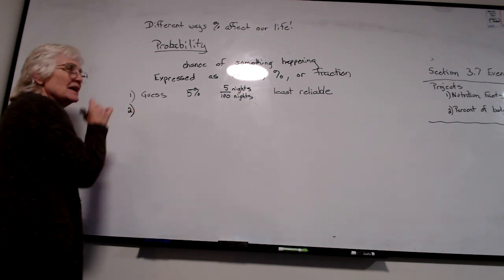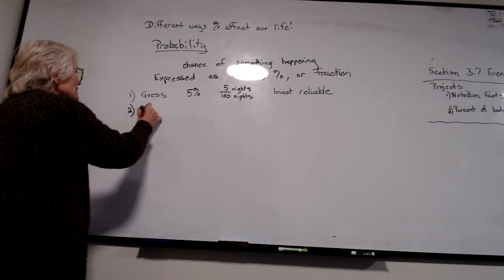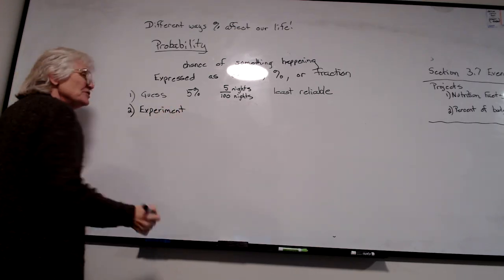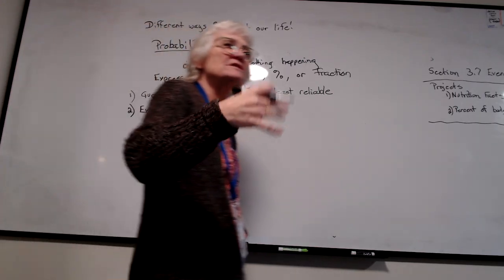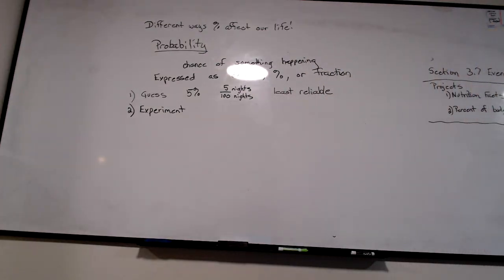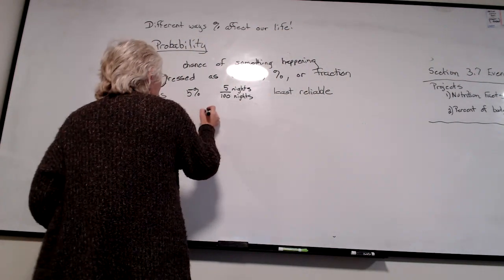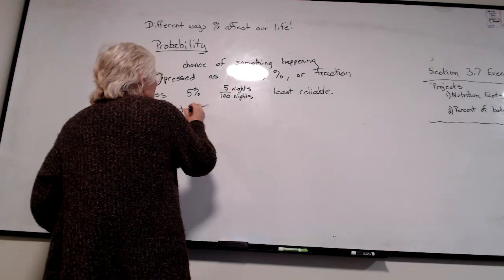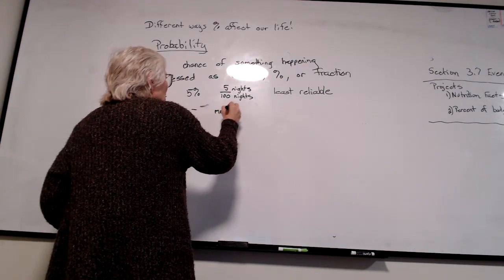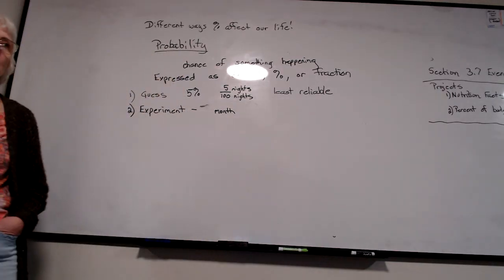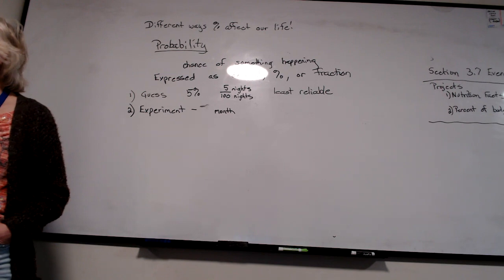The second way is to do an experiment. That means you record data. For this type of question, how often do you go to bed by 11, your experiment would be to take a month and record on a calendar what time you went to bed each night.